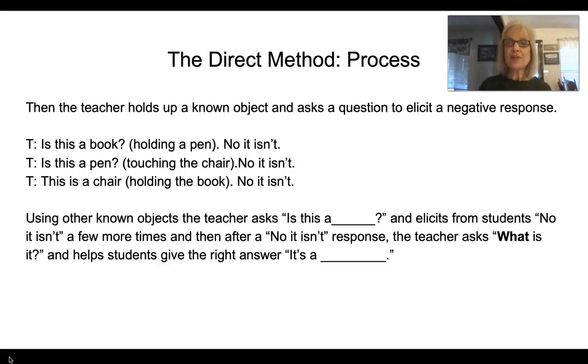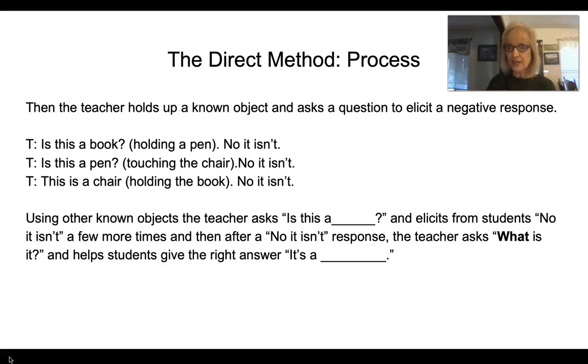And again, using other known items around the classroom, you would elicit that. Then the teacher holds up an object and asks a question to elicit a negative response. This is one time that you learn whether or not they're really understanding or they're just repeating. Is this a pen? No, it isn't. Is this a chair? No, it isn't. Is this a book? No, it isn't. So again, going around the classroom with the items that you've taught, the teacher would ask questions to elicit a negative response.